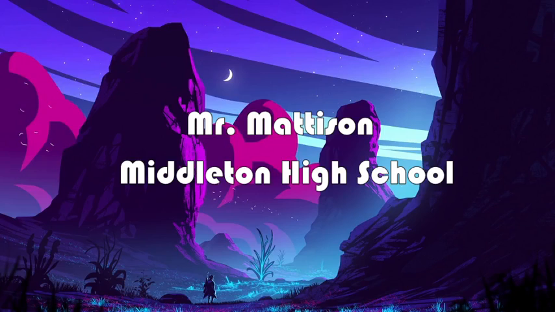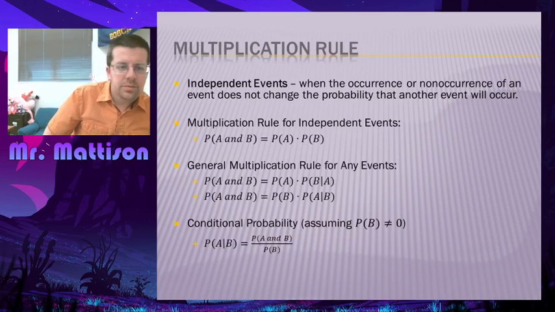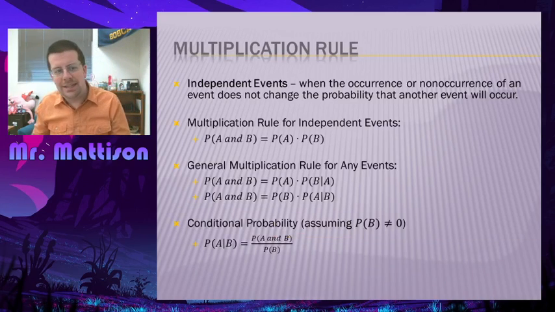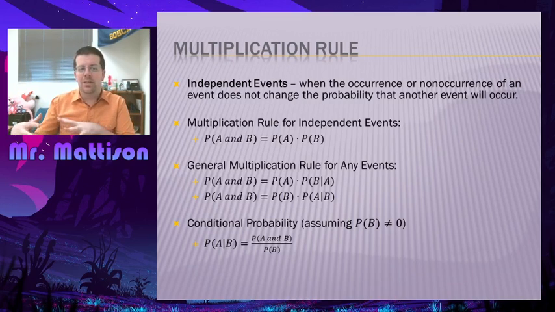All right, guys, welcome to Stats 4.2. We're going to be talking about compound events and probabilities today. So to start off, let's talk about what are called independent events. Now, you've likely heard a lot of these terms before, but I want to go over them as if you haven't. What independent means is that it is not affected by anything which has happened already.